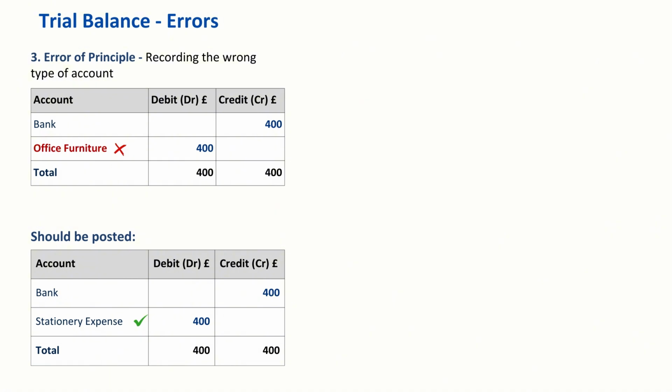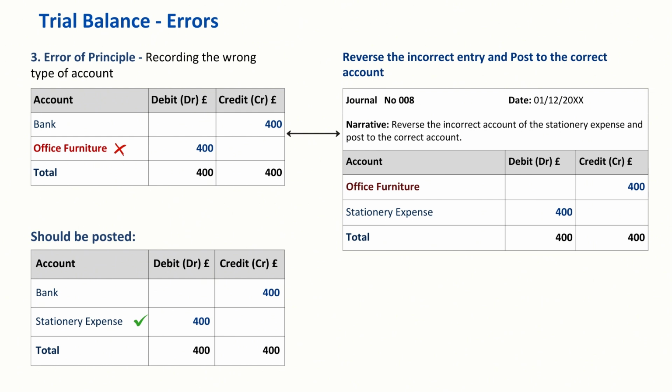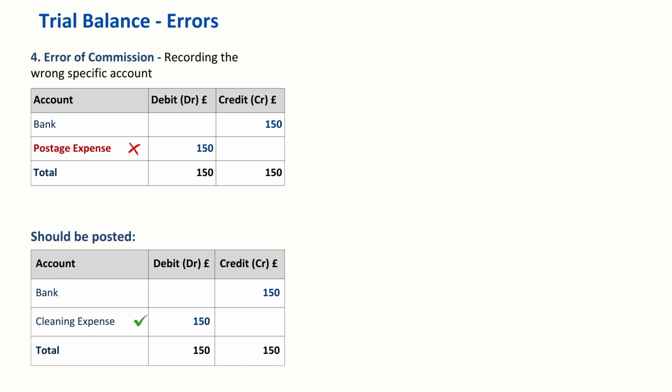To correct this error, we will remove the incorrect entry and post the correct entry. Since bank is correct, we don't reverse the whole entry. We simply credit office furniture £400 and debit stationery expense £400. Bank remains untouched because it was correct. We fixed only what was posted incorrectly. Next type of error is error of commission.